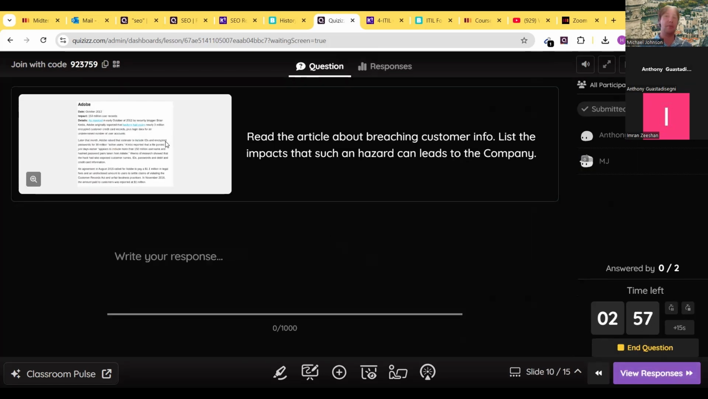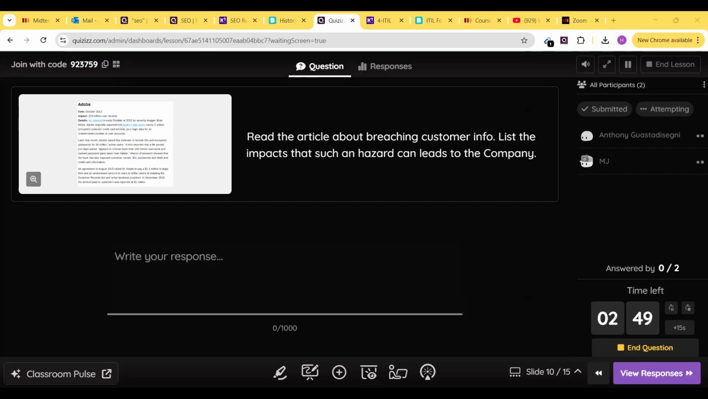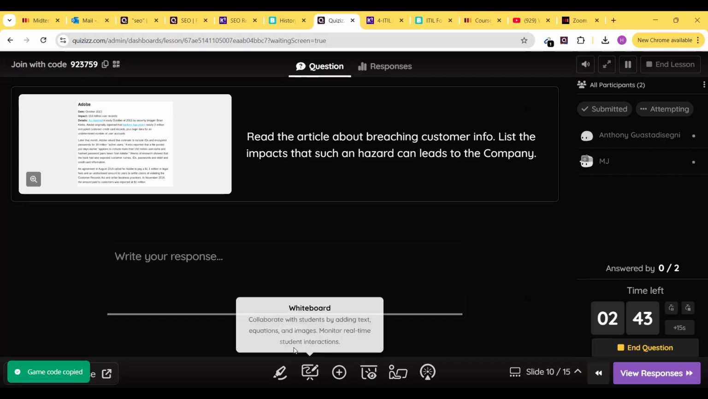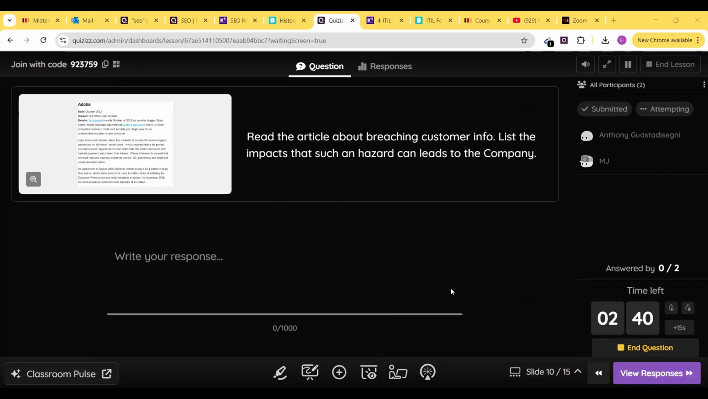So read the article about breaching customer info, which lists the impacts that such a hazard leads to for the company. The image in the article, feel free to read this. I put the code in the chat.